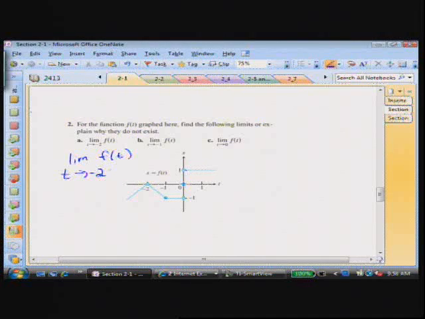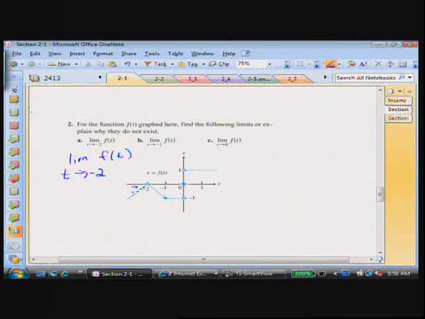Okay? Well, in order for the limit to exist, you have to get the same y value from the left and from the right. Okay? So as I'm traveling from the left of -2, and I'm looking at corresponding y values, so I'm coming in this way, what kind of y values am I getting? What is the y value?